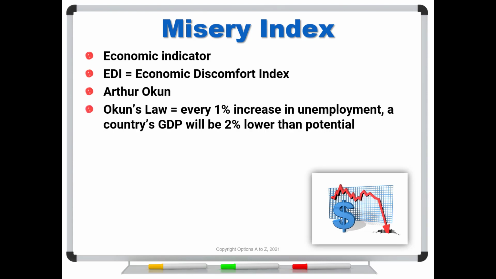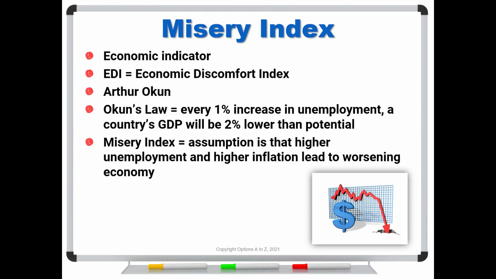But Arthur Okun is also the same person responsible for Okun's Law, which many of you might remember if you've had an econ class. What it says is that for every 1% increase in unemployment, a country's GDP, its gross domestic product, will be 2% lower than the potential GDP. So in his view, unemployment was certainly a key variable in a country's welfare.